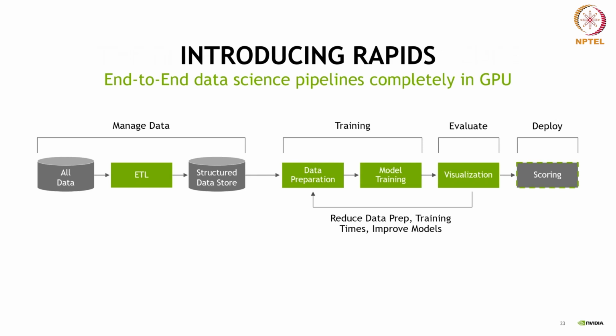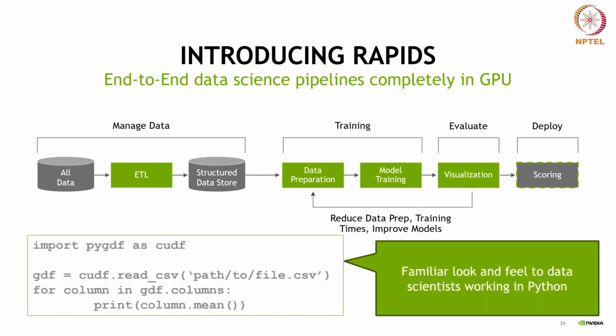So Rapids is basically an end-to-end data science pipeline which is completely on the GPU. It helps to make your ETL pipeline, the data preparation, model training, and visualization, and to a certain extent even your deployment, ready and accelerated on the GPUs. And one of the best things about Rapids is that the feel is very similar to what a data scientist would have traditionally used when GPUs were not existent, and it looks very similar to how the APIs were in the CPU world.